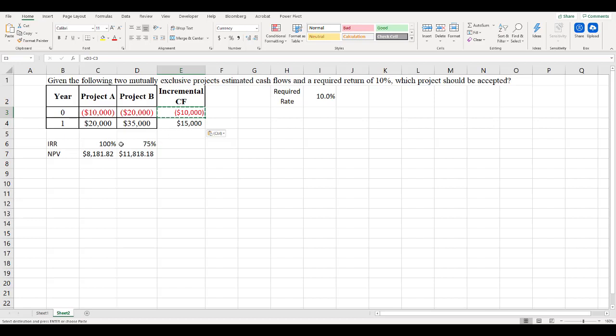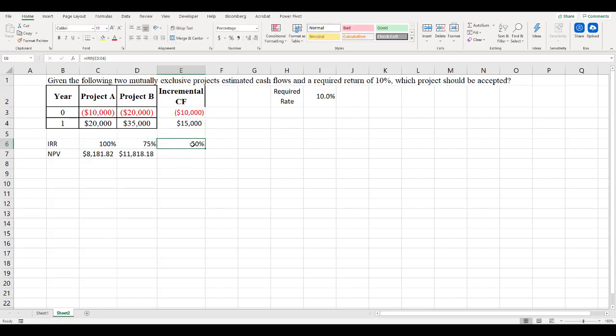So basically, the way I look at this, I say, okay, project A, good, IRR is 100%. Now, if I take another 10 grand, and I could get to project B, I would get another 15,000 in time one. Is that worthwhile? And so basically, I'm just going to take the IRR of these incremental cash flows, so you can see just how the labeling goes.